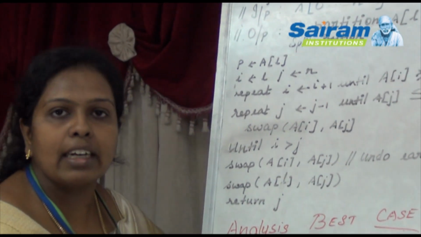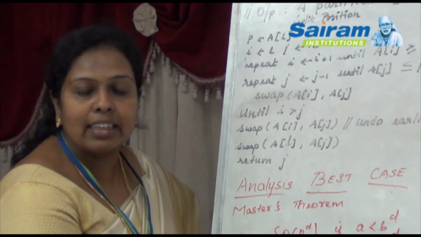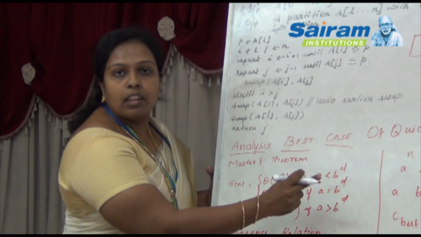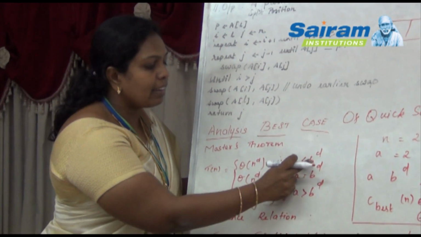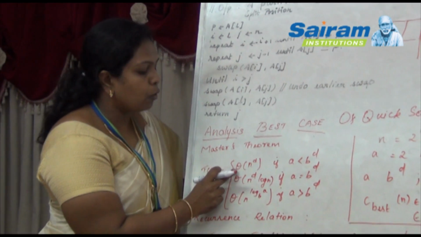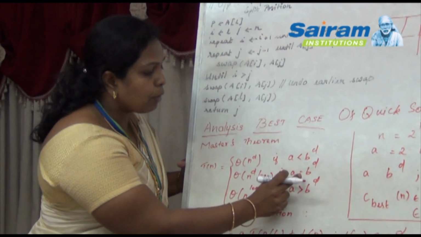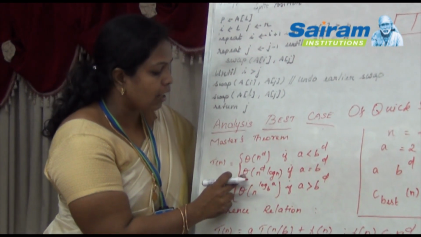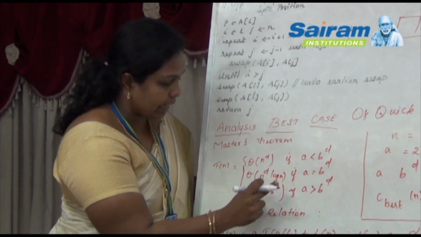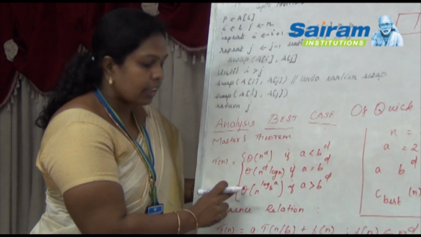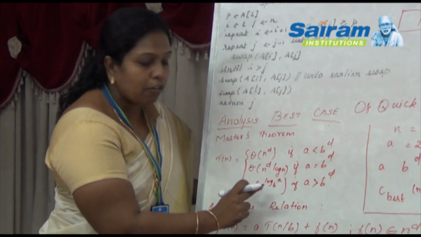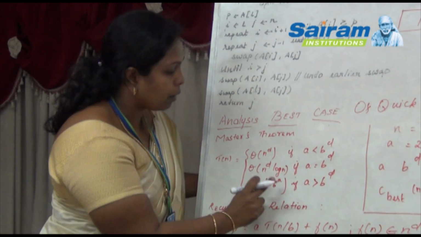For divide and conquer algorithms, we use the master's theorem for the analysis. The master's theorem states, if a is less than b power d, the efficiency class will be theta of n power d. If a is equal to b power d, the efficiency class will be theta of n power d log n. If a is greater than b power d, the efficiency class will be theta of n power log a to the base b.